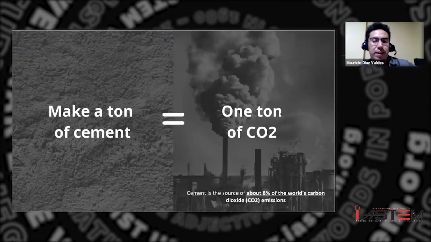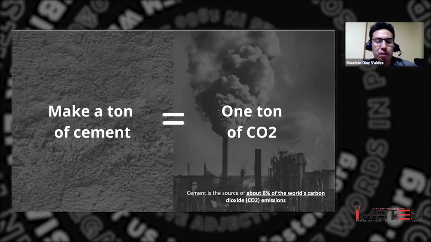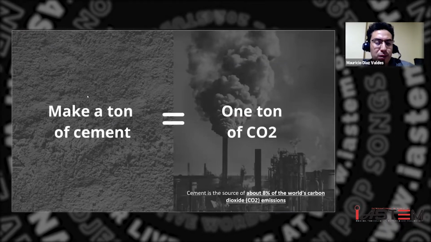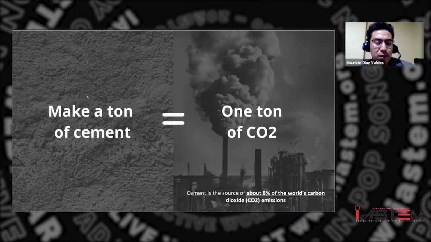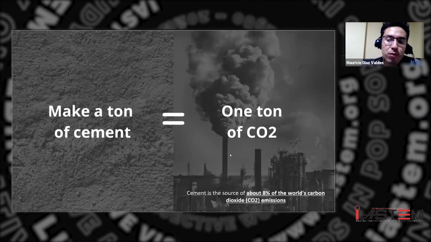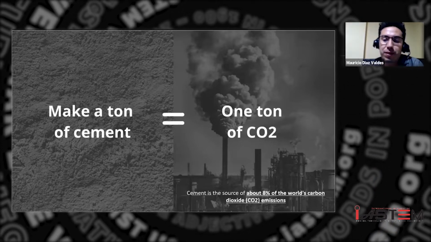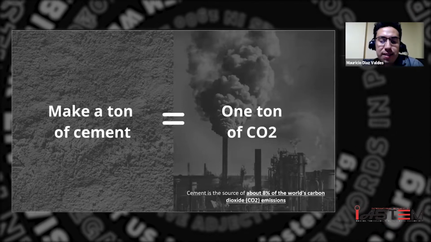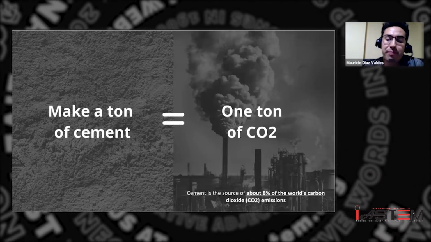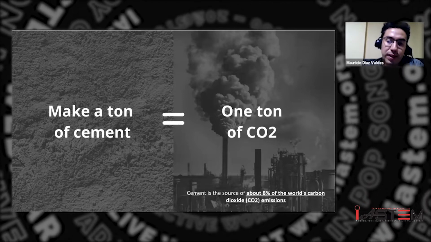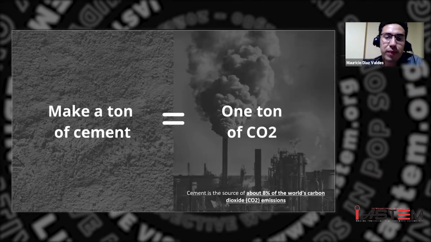architecture, construction, and engineering use a lot of cement. And when we produce 1 ton, we make a ton of CO2. Cement is the source of about 8% of the world's carbon dioxide. Imagine, with the cement and the steel, it's actually 20% of the CO2 emissions.